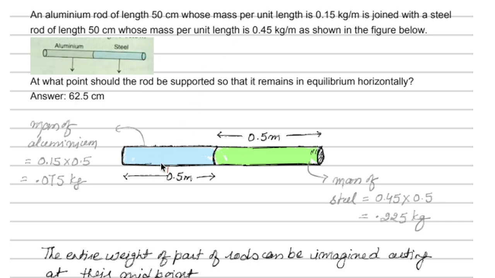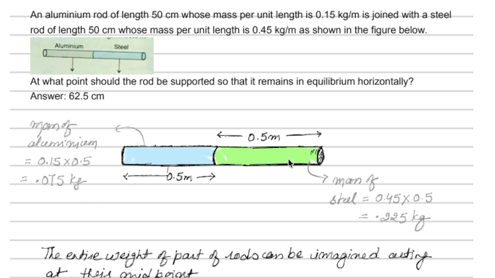So we can calculate, for example, this side, let's say it's aluminum. We can calculate how much mass this part of aluminum has. So the mass of aluminum is 0.15, because this is the mass per unit length, and we just multiply by the length which is given to us, which is half meter. So it will become 0.075 kg.